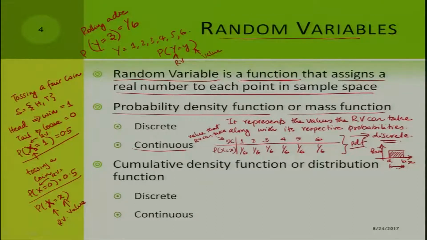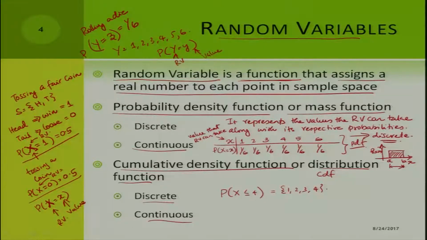Now the cumulative density function or distribution function, which is typically known as the CDF, is another aspect. You get the CDF from the PDF. There again, they both can be discrete or continuous. So if you want the CDF for rolling a fair die, when I say probability of x less than or equal to 4, what that means is, what is the probability that I get an outcome of 1, 2, 3 or 4. That is what it means.